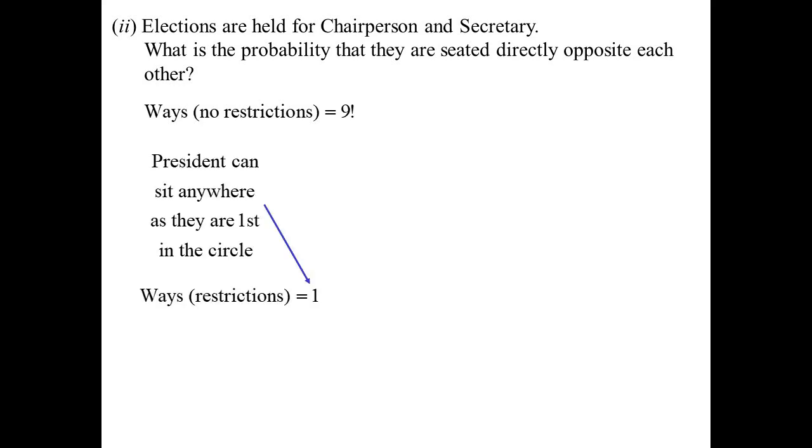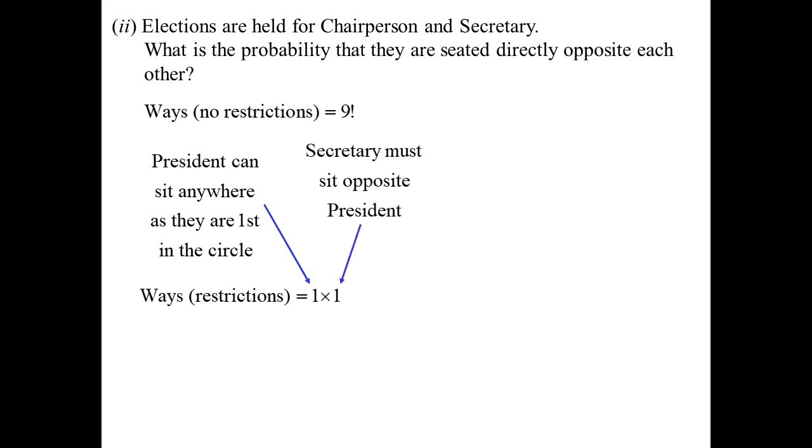Okay, we're going to hold an election for the chairperson and the secretary of the committee. What's the probability that they're seated directly opposite each other? Well, if there were no restrictions all up, so that'll be the bottom of our fraction of the probability, 10 people in a circle, 9 factorial. Okay, let's sit the president down. He can choose, or she can choose, which seat they want. They're the president. In fact, they don't like the name chairperson. How come I call it president instead of chairperson? Anyway, they choose which seat, but it's in a circle, so really they've only got one choice. They're going to sit in the circle.